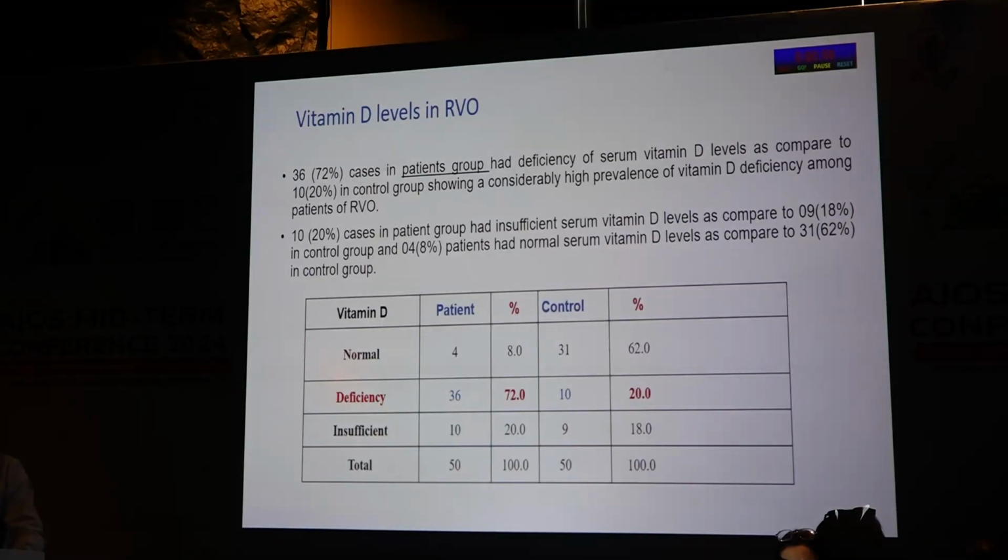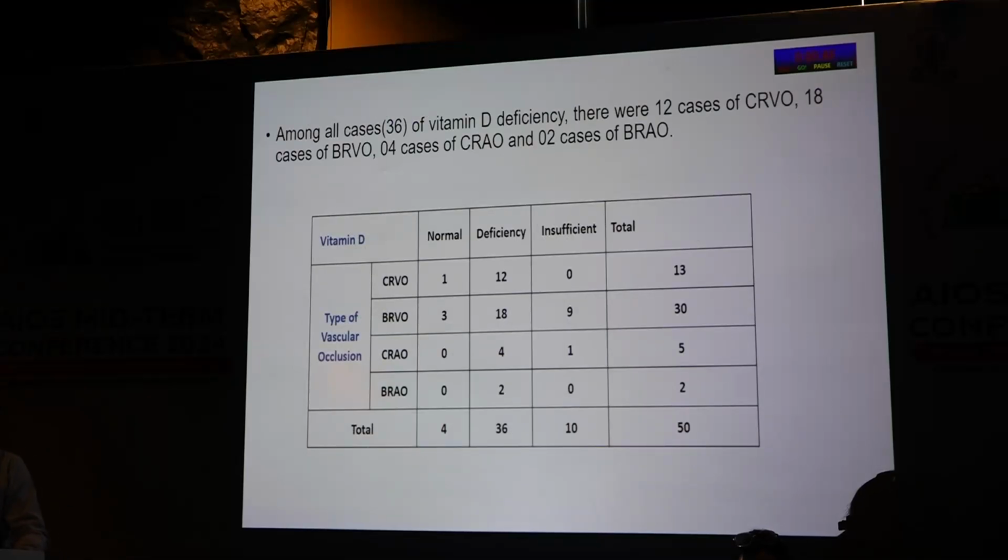Vitamin D levels in RVO group: in the patient group we have the lower vitamin D level, as shown in the picture. In the patients, 72% have deficiency as compared to the control, where we have 20% of the cases. Among all 36 cases of vitamin D deficiency, there were 12 cases of CRVO, 18 of BRVO, and 4 cases of CRAO and 2 cases of BRAO.